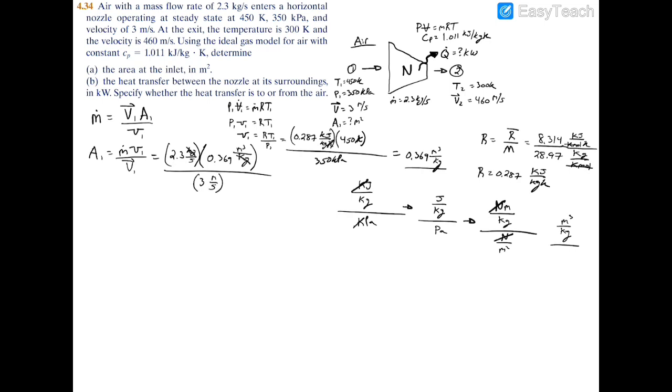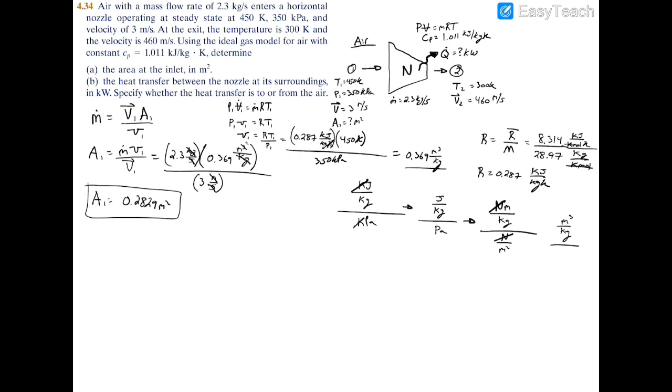Your kilograms and kilograms will cancel out. And then we have a meter that's going to cancel out, turn into an m². And lastly, we can get rid of our seconds, which cancel out over here. And we already got rid of that meter. And so now you're going to be left with meters squared. So we'll have area 1 equals 0.2829 square meters.